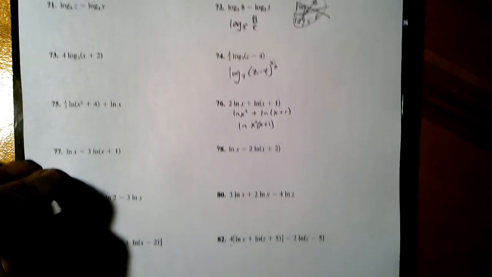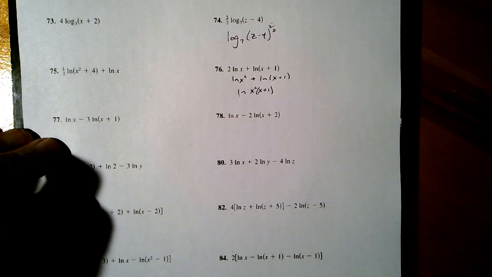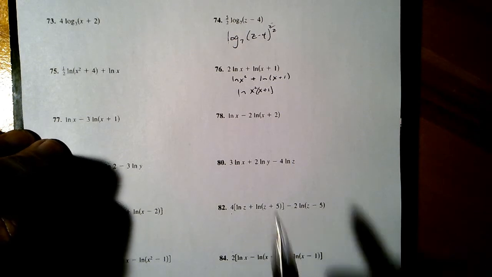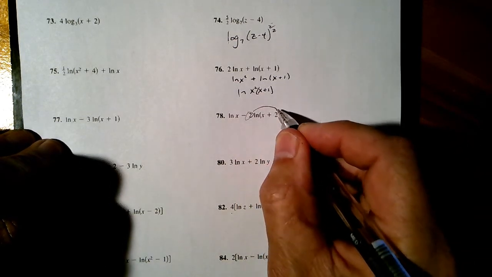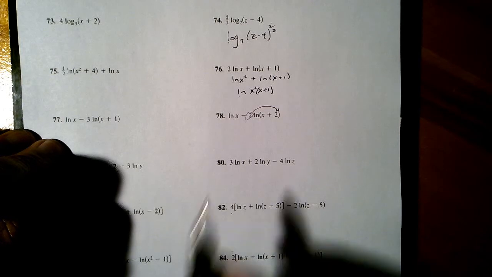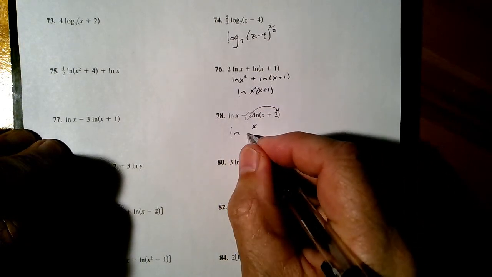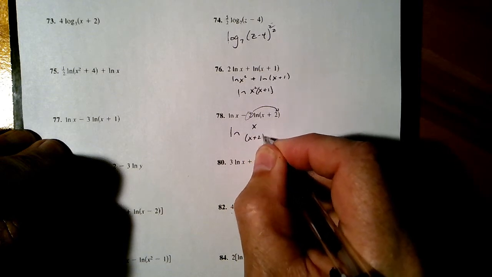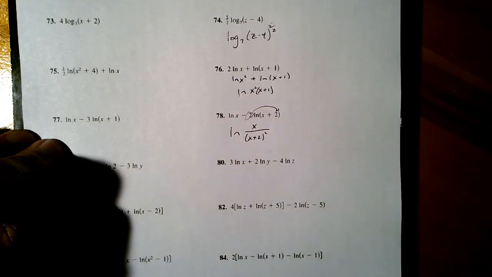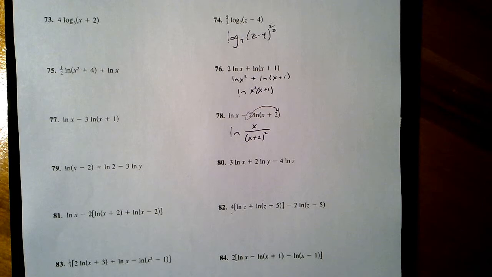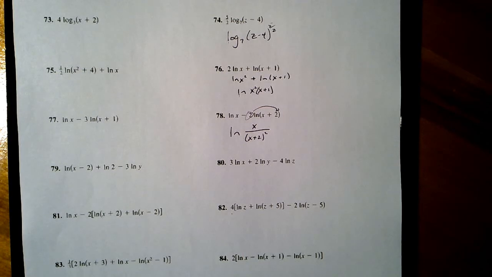Okay, I think you can see where maybe we can get quick and do these if we know our properties. This 2 can come in as an exponent. This subtraction gives me ln of a quotient, x on x plus 2 squared. I highly encourage you: try 80 if you're following with me here. I think with 80 you might be done now.